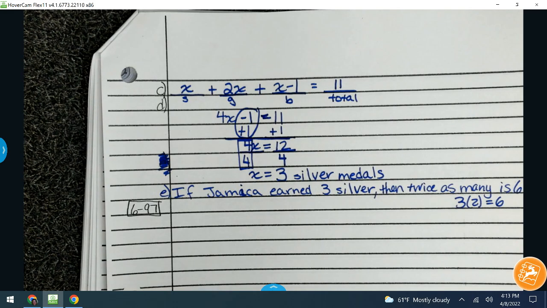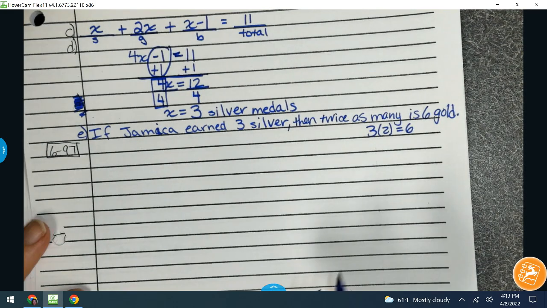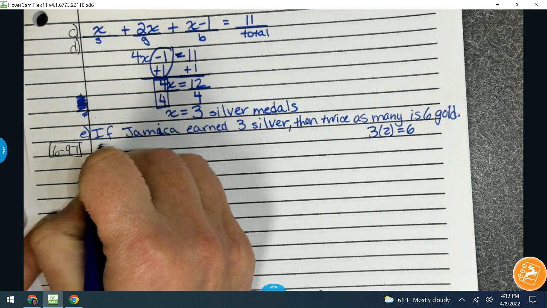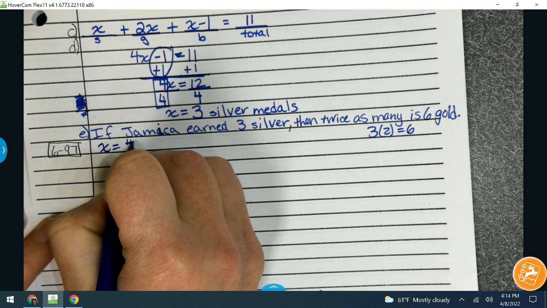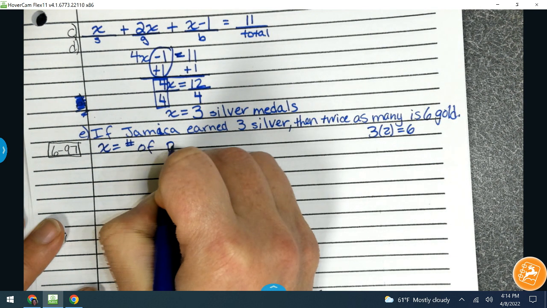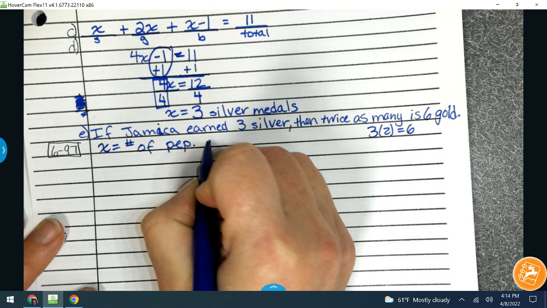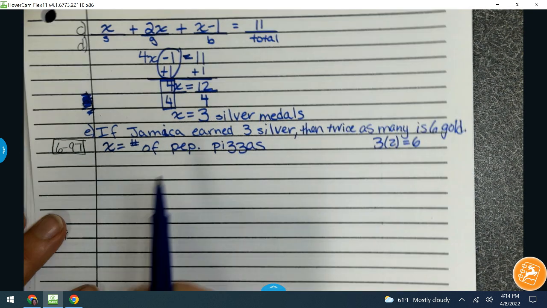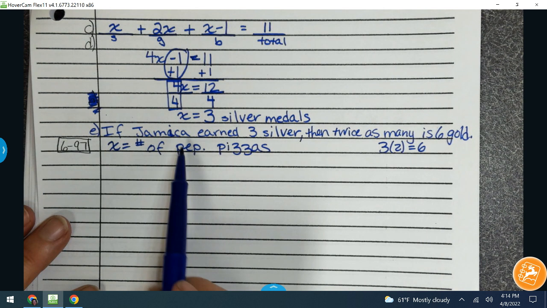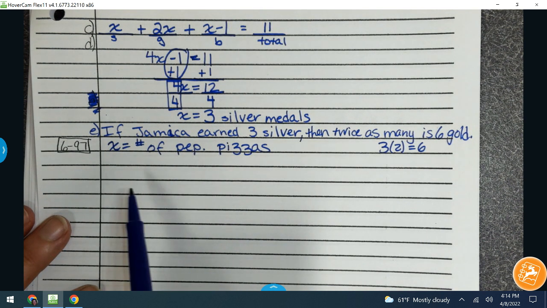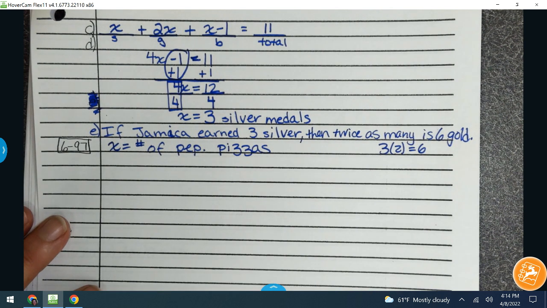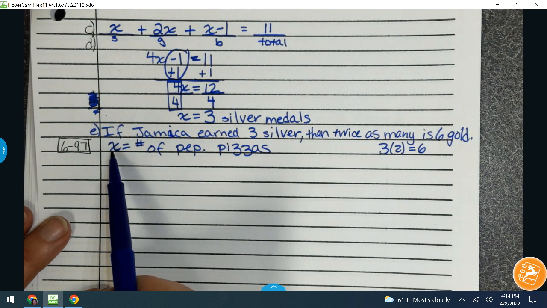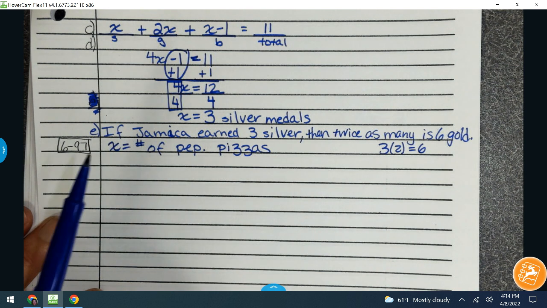Okay? So in this case, my X equals the number of pepperoni pizzas. Like I told the students in class, especially when I'm teaching the same lesson 5 times a day, I don't want to write pepperoni as many times as we're going to in this problem. So I just write pep, and I hope that you're okay with that, meaning pepperoni pizzas. So we have X is equal to the number of pepperoni pizzas.